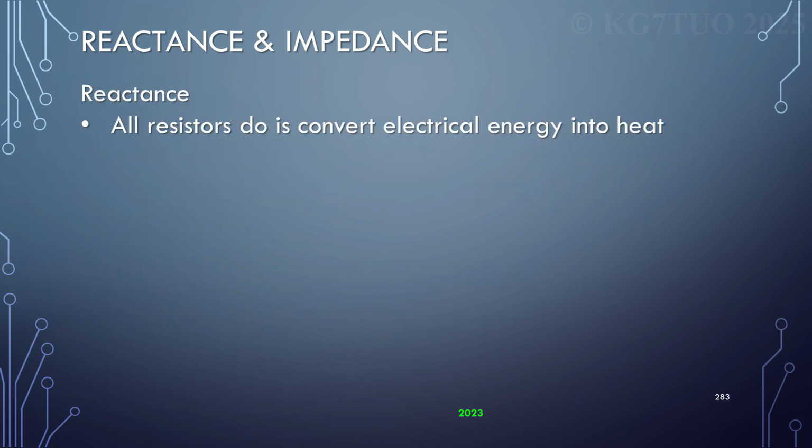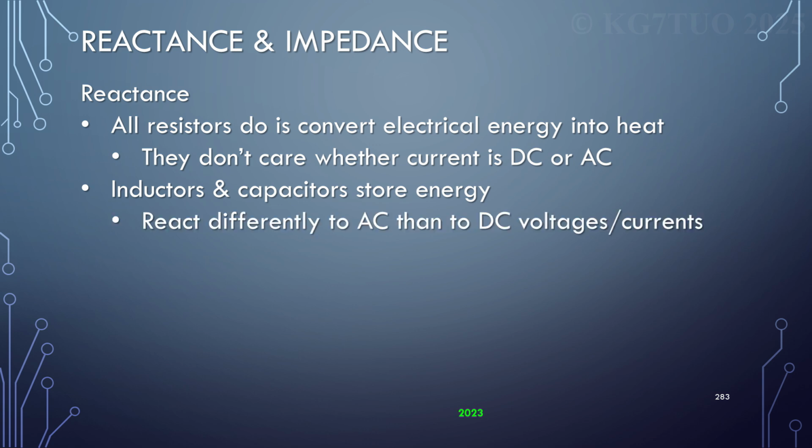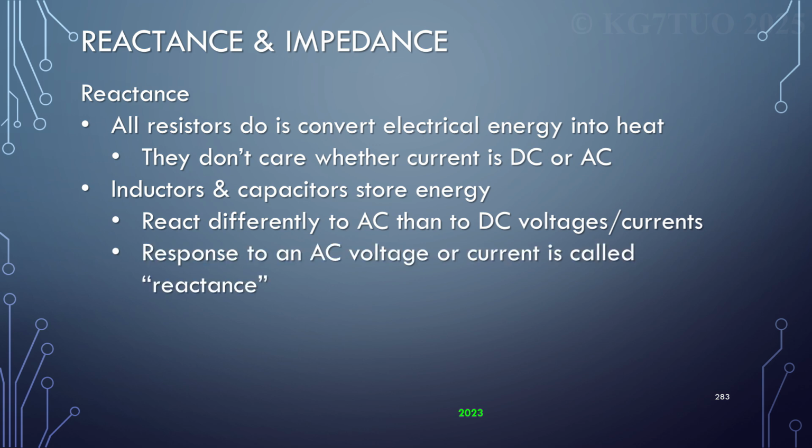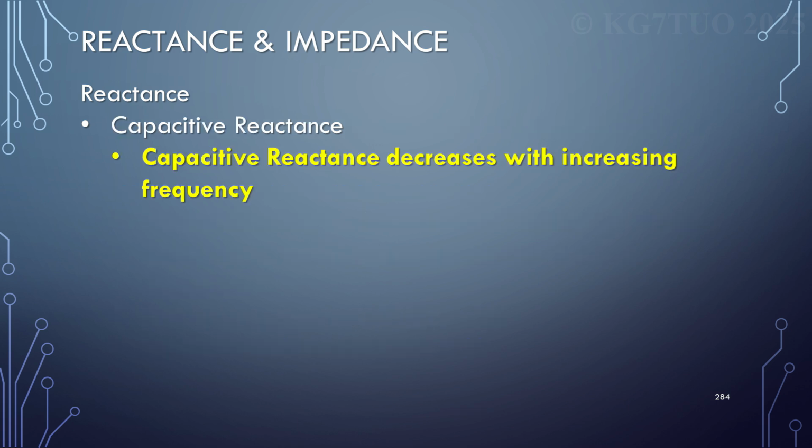At least not yet. Reactance. All resistors do is convert electrical energy into heat, whether they are in an AC or a DC system. They don't care whether the current is DC or AC. Inductors and capacitors store energy. They react differently to AC than to DC voltages or currents. The response to an AC voltage or current is called reactance, and the unit of measurement is the ohm again. The symbol used in equations is X for reactance.